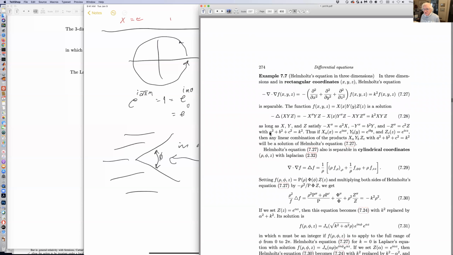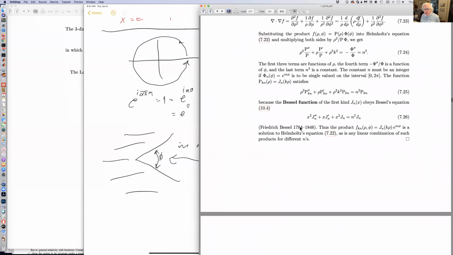Okay, so there was a question about 726. Well, this comes from that. If you set p k n of rho equal to Jn of k rho and just differentiate, you get this.